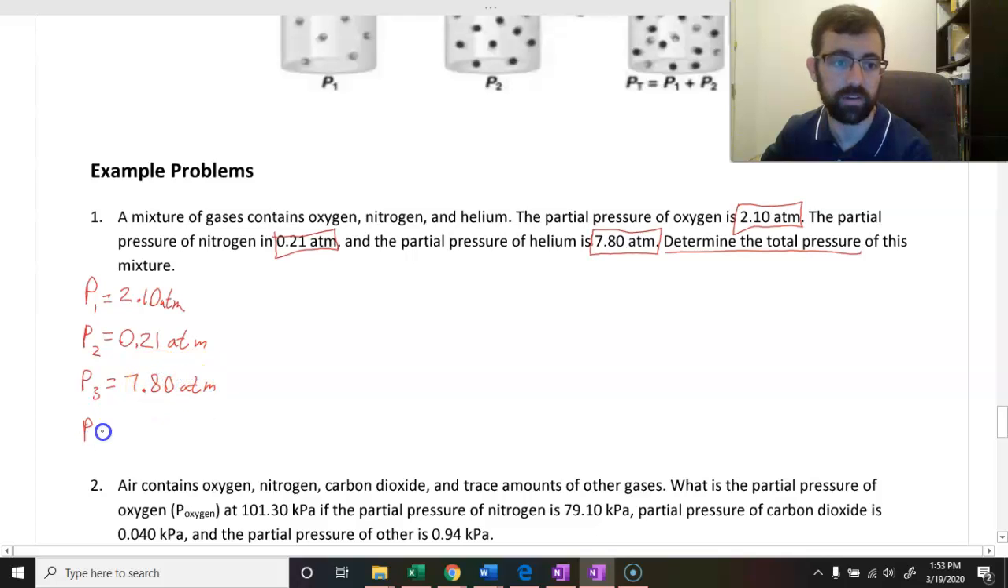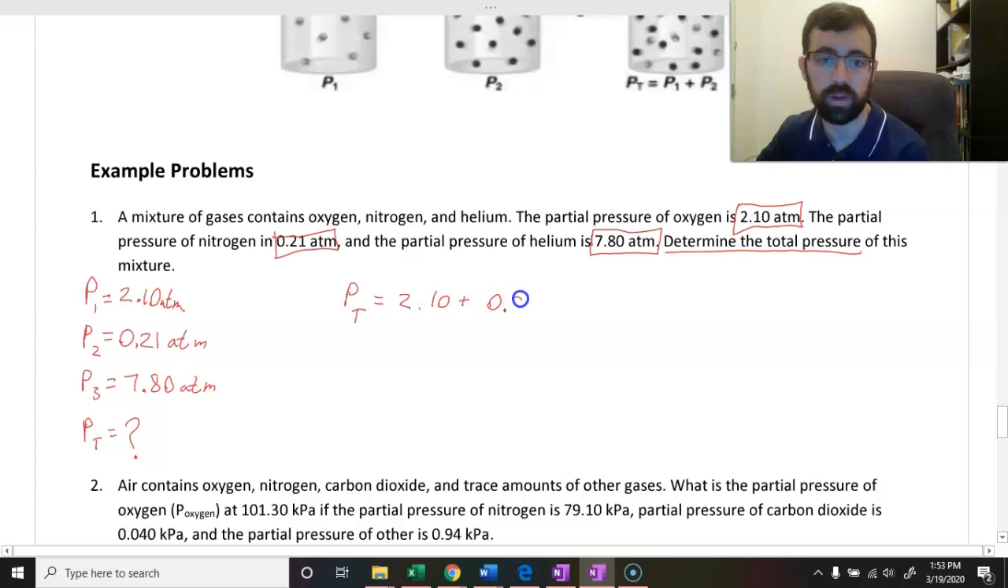And then the final thing, we're going to do P total, which is just the sum of them. We're just adding them up. So we don't know the answer yet. All we need to do to find the answer is to add them up. So P total equals 2.10 plus 0.21 plus 7.80.